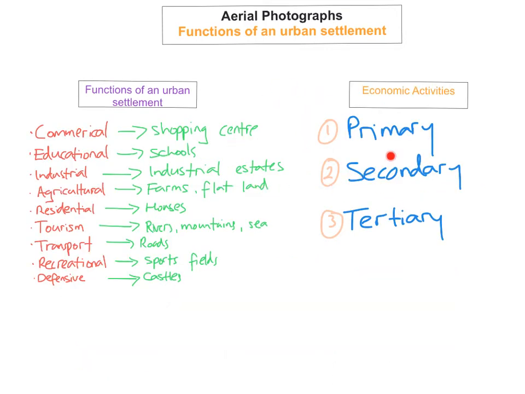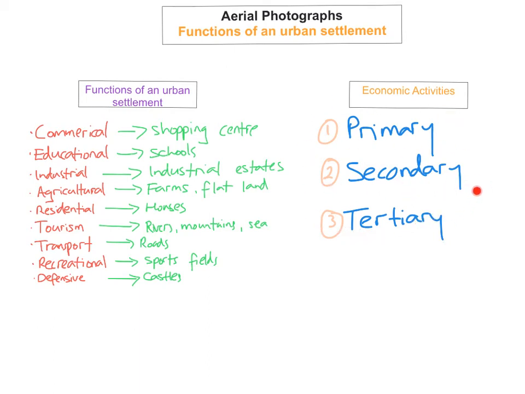Okay, another common question that can be asked on the Junior Certificate examination is, what is the dominant or the main economic activity present in the aerial photograph? Okay, so you'll have to say whether the main economic activity is primary, or if it's secondary, or it's tertiary.